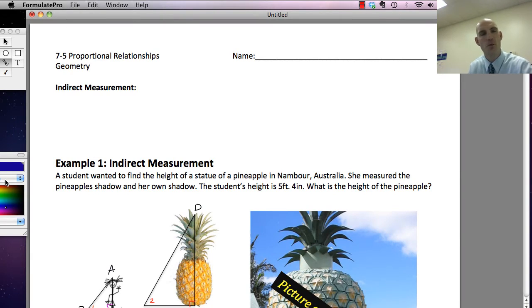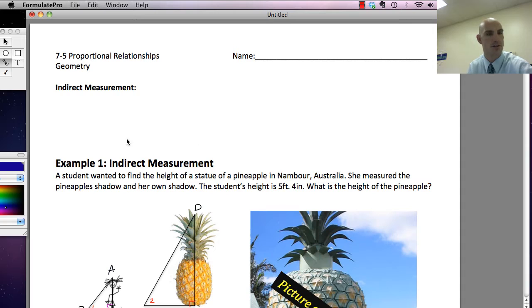Welcome back. This is 7.5, proportional relationships. As you saw in the intro, sometimes there are things that just need to be measured a different way. Surveyors use this. People who do different kinds of measurement for a living will use these kinds of indirect measurement techniques to measure across distances that you may not be able to lay a tape measure across. What we're going to learn about today is a couple of methods of indirect measurement.